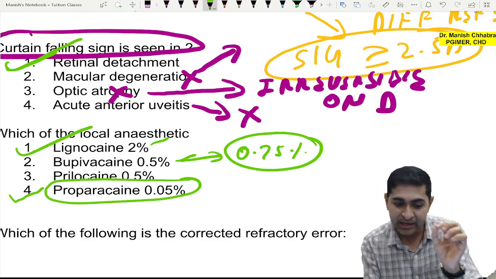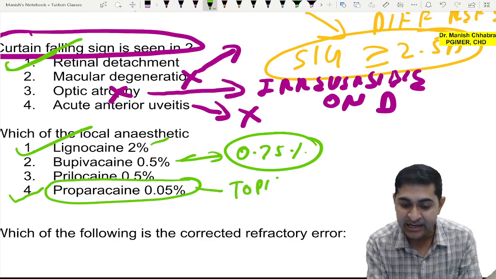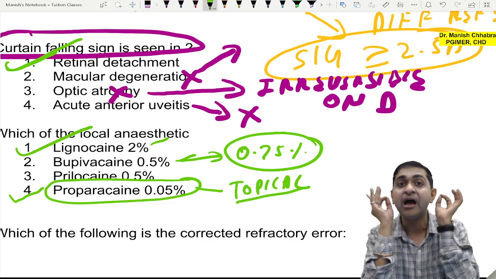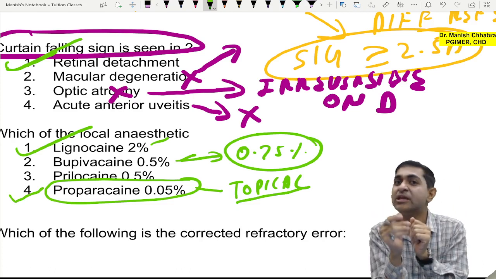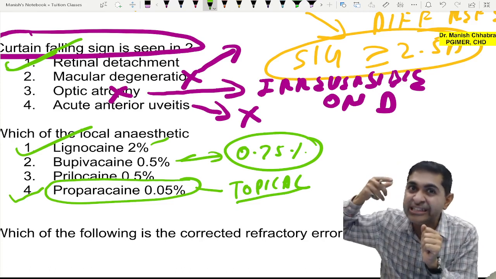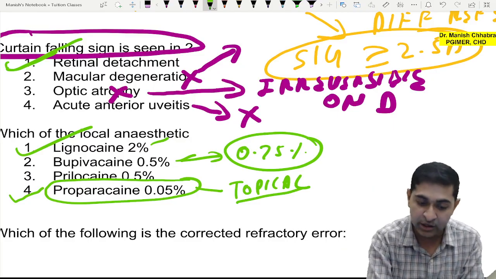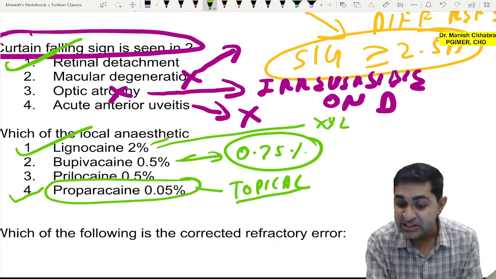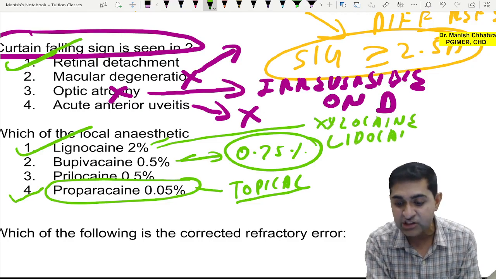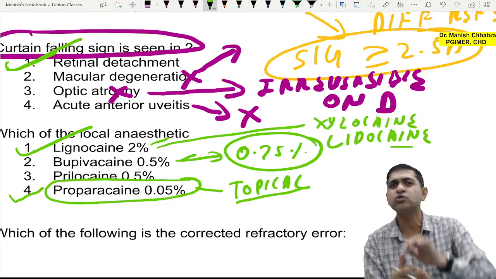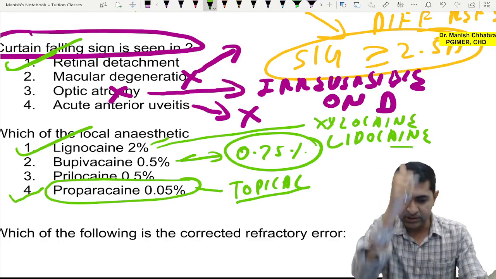Yes, proparacaine is your topical anesthetic. Topical means in the form of eye drops. Local is, you saw me doing pterygium excision surgery. I was injecting 1% lignocaine. So lignocaine, xylocaine, lidocaine, it's one and the same thing. You are not supposed to get confused, boys and girls. Done? Okay, so you know it.